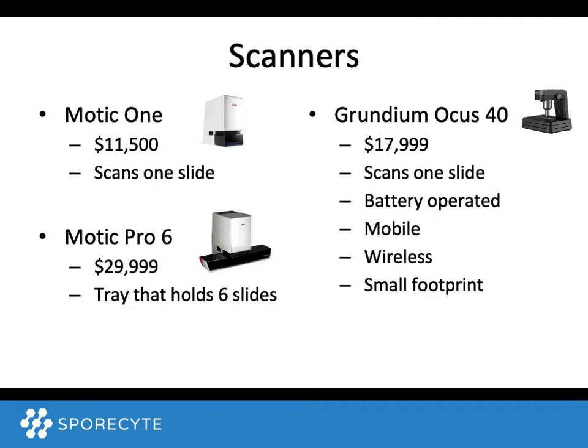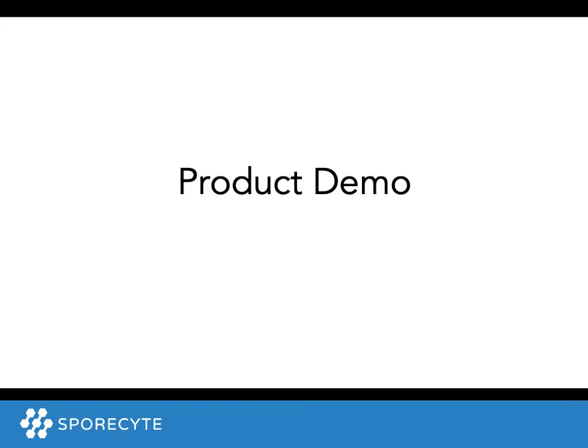The scanners to enable that, there's a couple options. Generally, these one-slide scanners will work, the Motic EasyScan One or a Grundium Ocus 40. If they have more slides and more volume, it may be more efficient to get a Motic EasyScan Pro 6, which holds up to 6 slides at a time. Let me switch over and give you a quick demonstration of how this technology works.